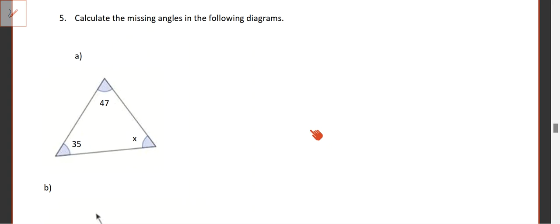Calculate missing angles in the following diagrams. 98. How do we do it though? How do I show my working? How? Riley? 47 plus 35 equals 82. Okay. And then we have 180 minus the 82 gives you 98. So that's 98.